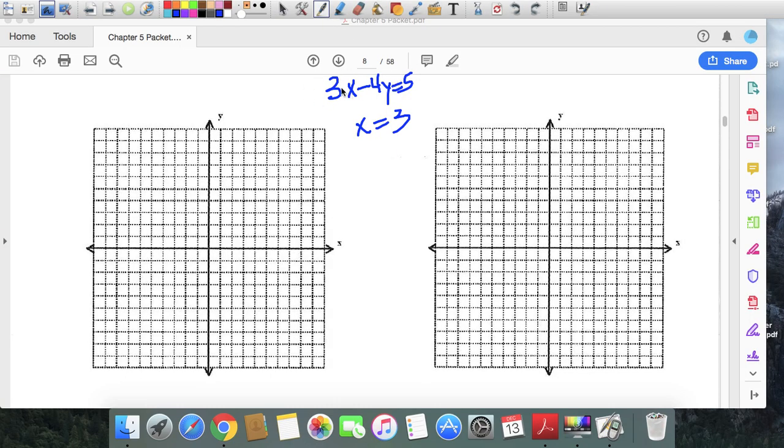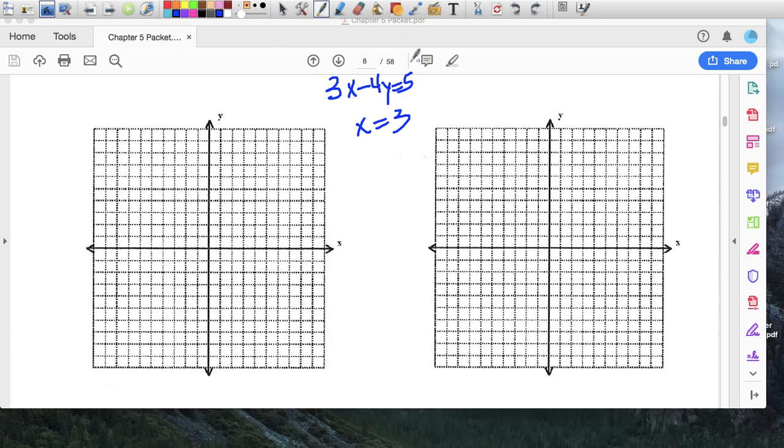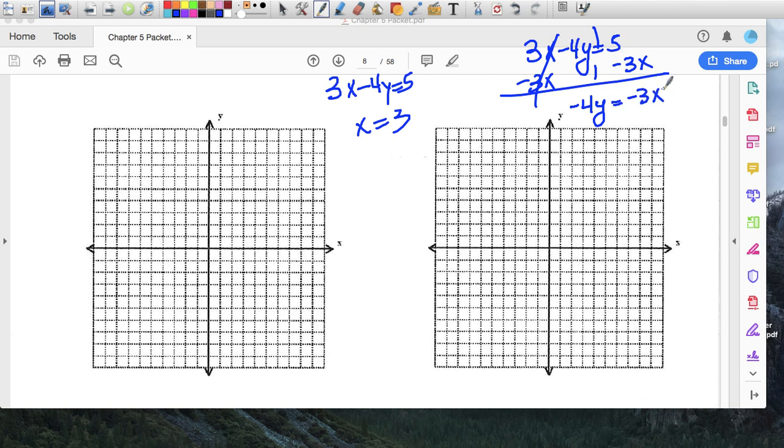All right, so first thing I want to do is take this and change the way I'm going to represent it. So I'm going to take 3x minus 4y equals 5. I'm going to subtract 3x from this side, 3x from this side. These two will go adios. Negative 4y comes down, equals negative 3x plus 5. I'm going to divide both sides by negative 4.